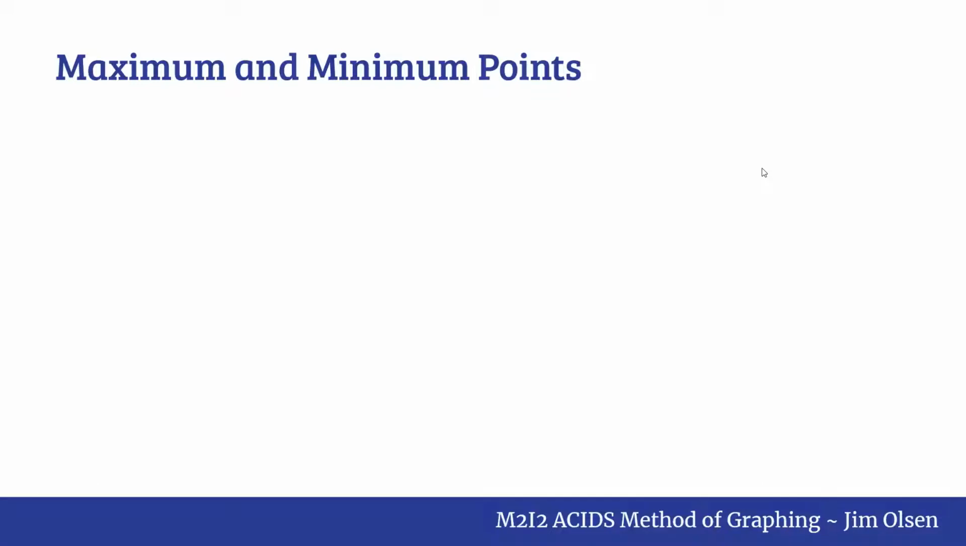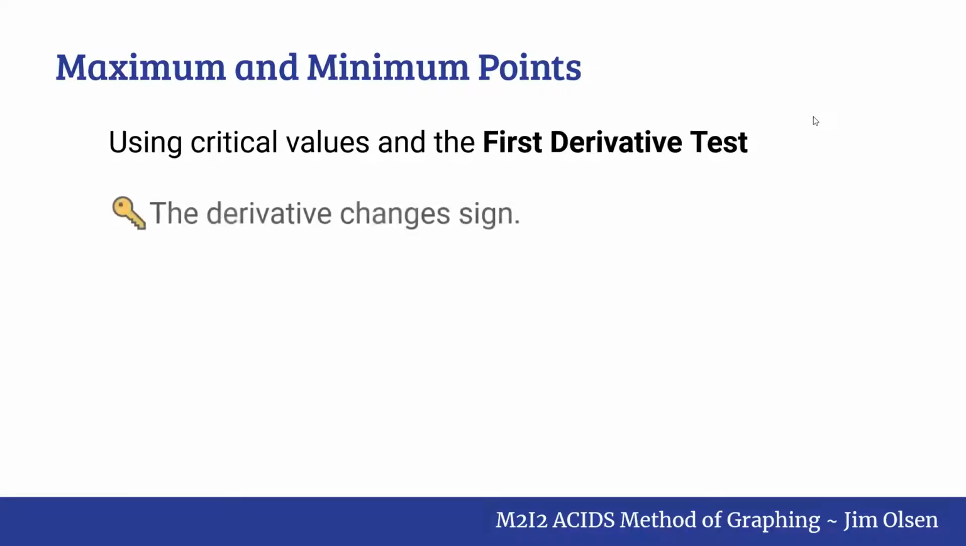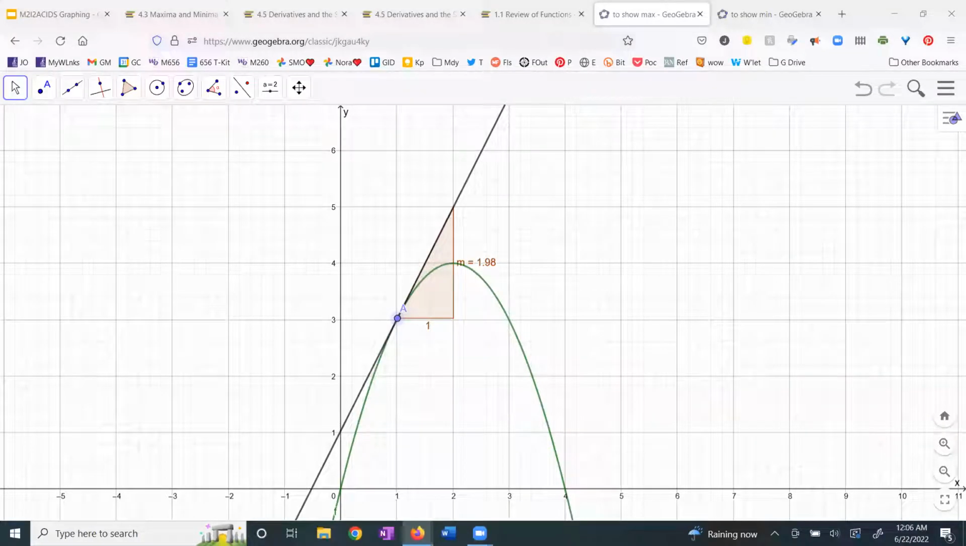The first thing I'd like to look at is maximum and minimum points. And one way to find maximum and minimum points is using the first derivative test. The key is that the derivative is changing sign. The derivative is going from positive to negative, or it's going from negative to positive. And I'd like to show this on GeoGebra. The first derivative test is a pretty easy test to understand.